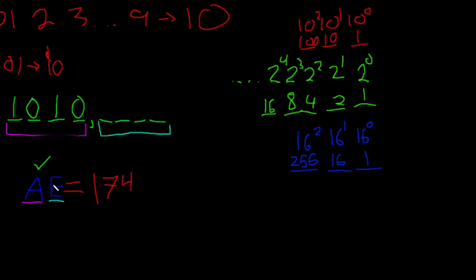Sorry, I'm a little under the weather. But E is, like I mentioned, 14. 14 in binary is an 8. And then what's left after that? 6. So it would be a 4. What's left after that? 2, 2, 0. Boom. Look at that. 174 in binary using hexadecimal.